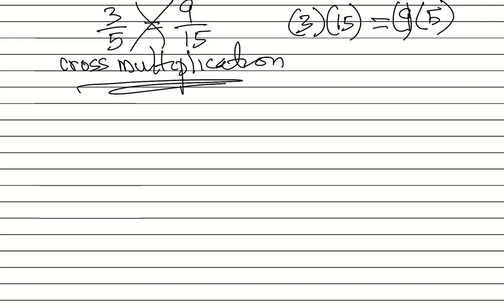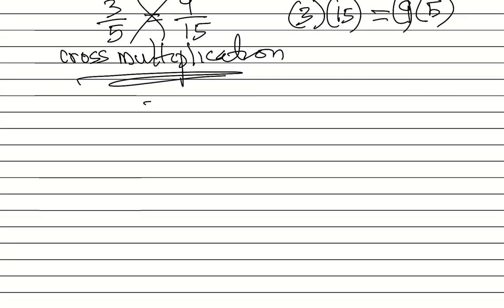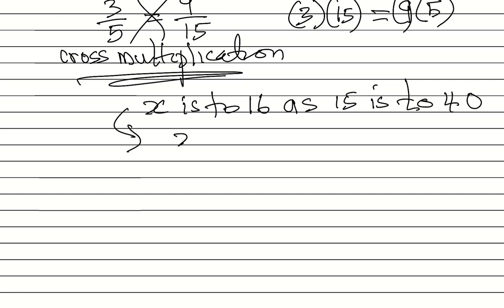So let's say I say X is to 16 as 15 is to 40. So the way you translate that is this. X is kind of a variable. X over 16 is equal to 15 over 40, right? And then you try to solve. X is usually called a variable.